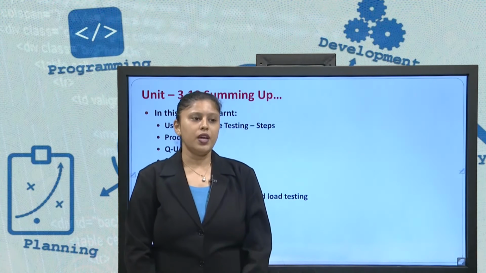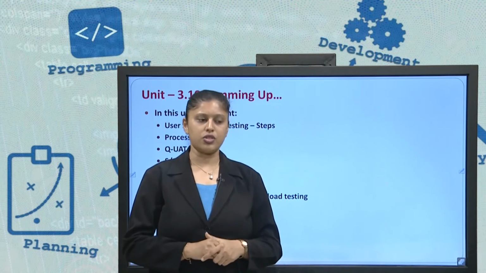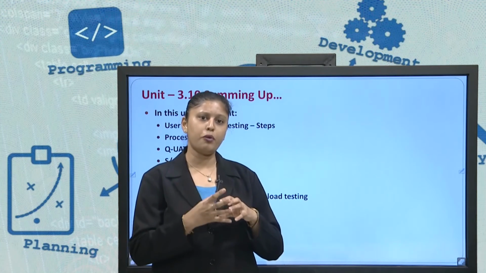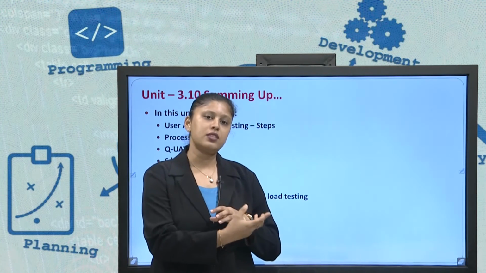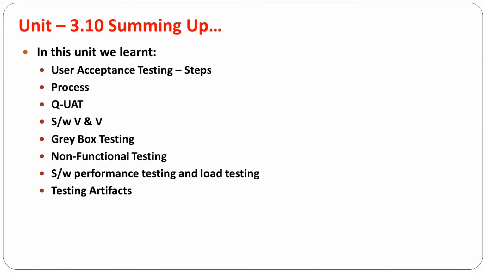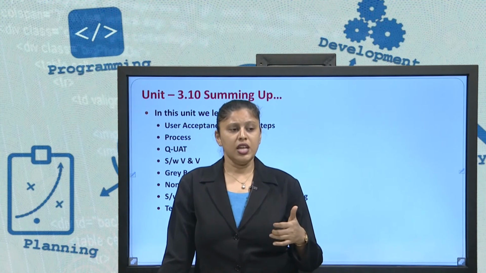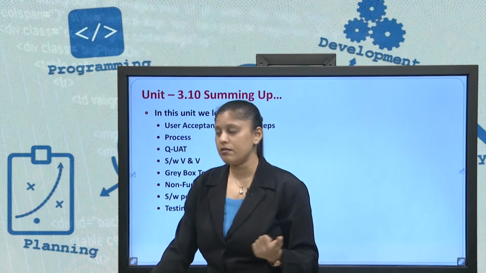We as developers, or we as testers, are not going to check it, but some people or a group of people outside my organization will be testing the system or product that I have developed. Then we have seen the process involved in user acceptance testing. We have seen QUAT, which is quantified user acceptance testing, which checks on the quantifiable parameters to see whether the particular testing criteria have been met or not.